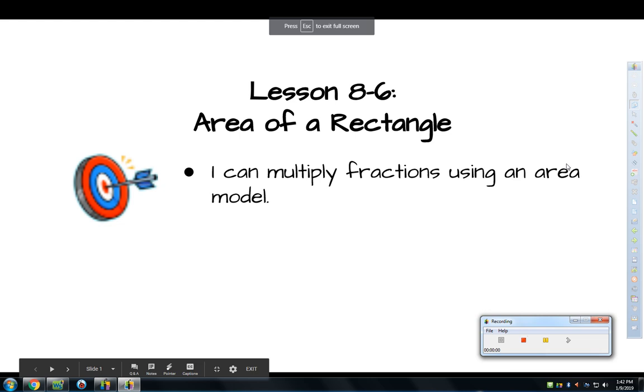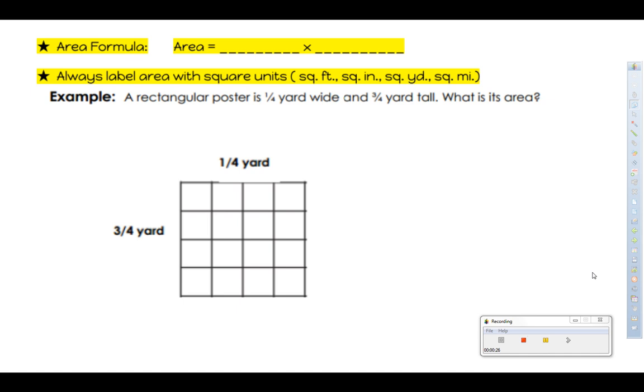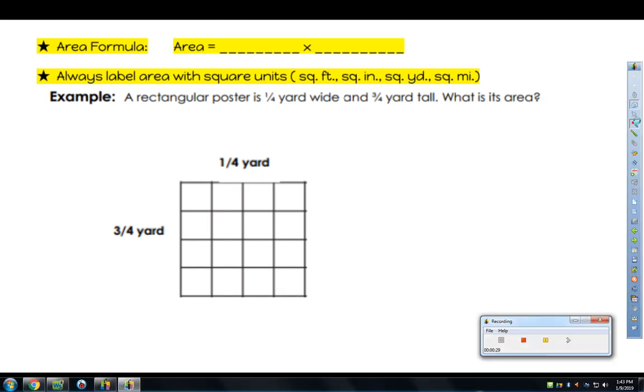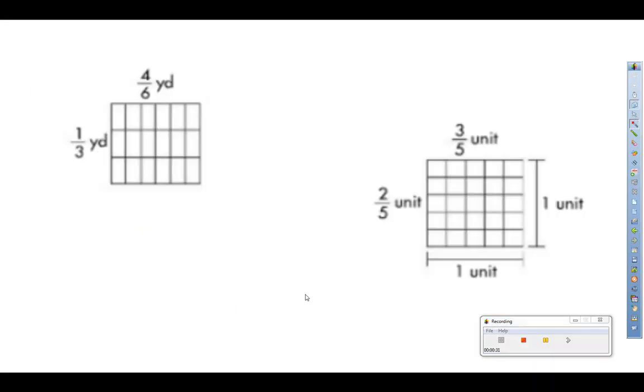The second section in Topic 8 really builds off of 8.1, 8.2, and 8.4, what we talked about earlier, or yesterday, with using models to multiply fractions, and that's finding an area of a rectangle. And so we can multiply fractions using an area model. And so you'll notice today that these models look a lot like some of the examples.